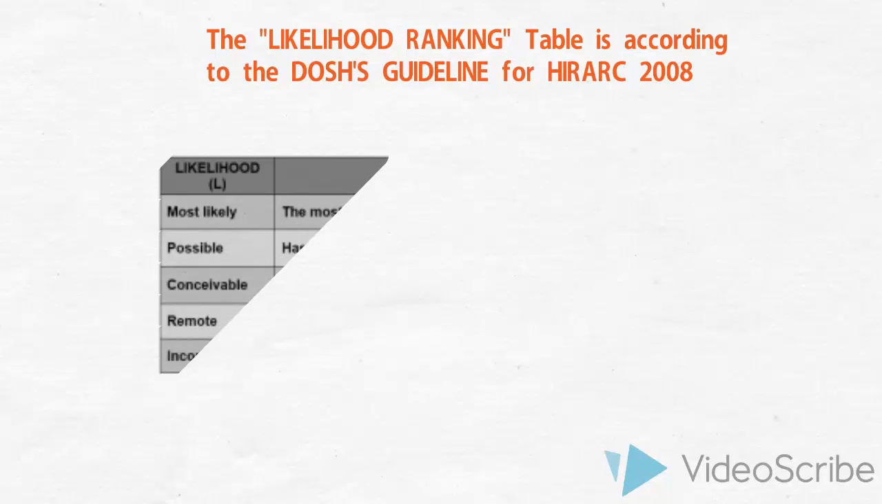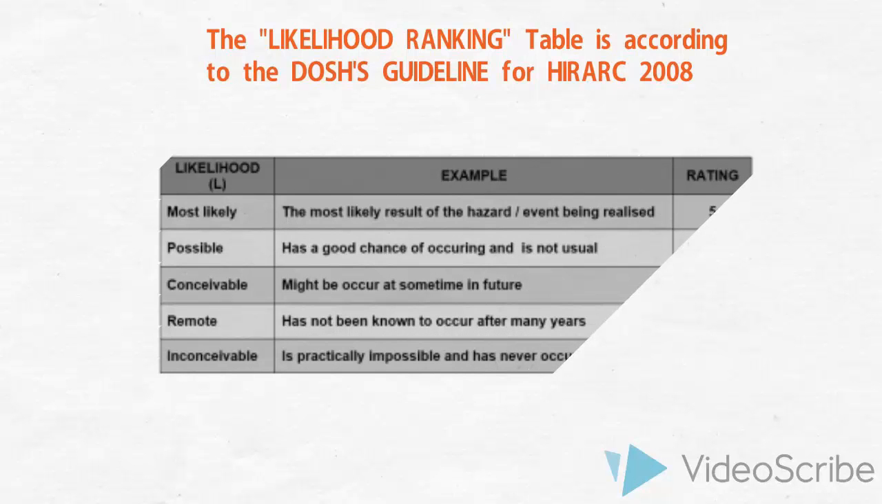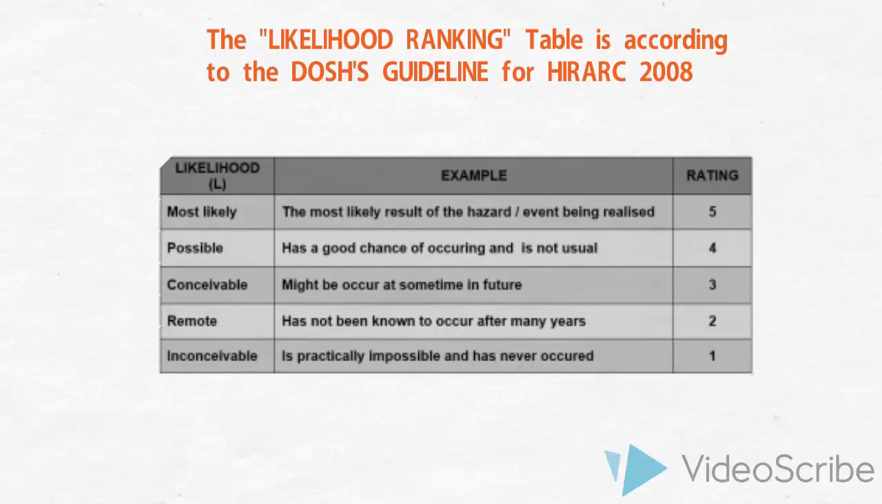For the risk assessment, it involves the likelihood ranking and severity ranking table, which are according to the OSHA guideline for HIRARC 2008.